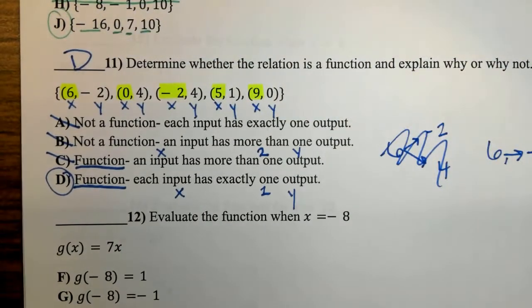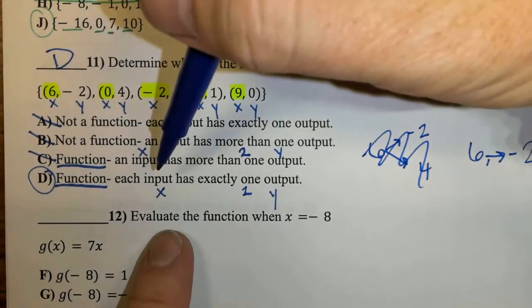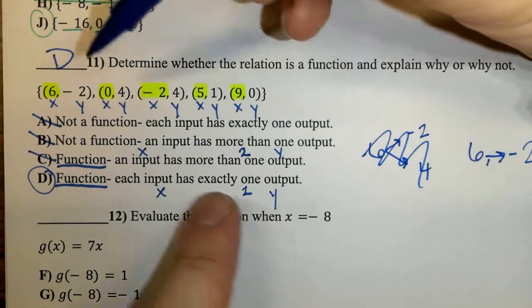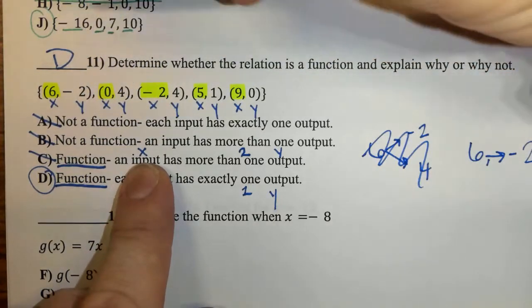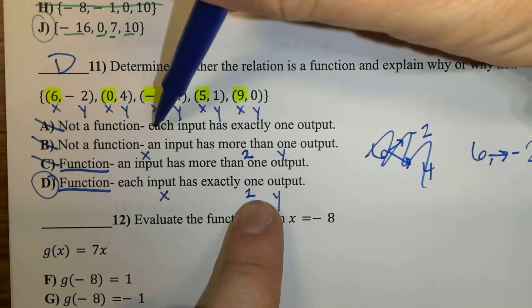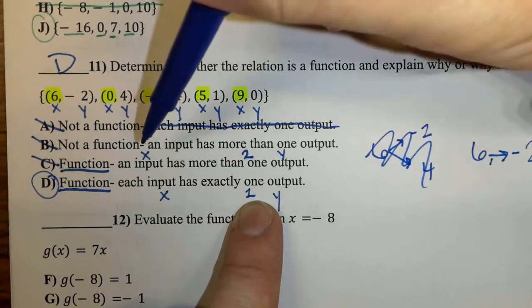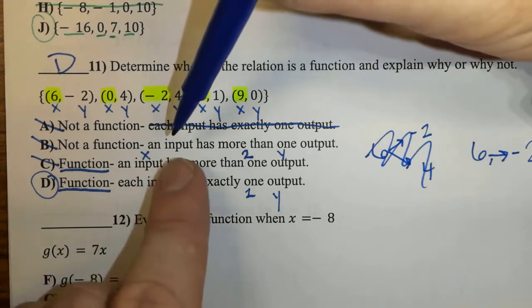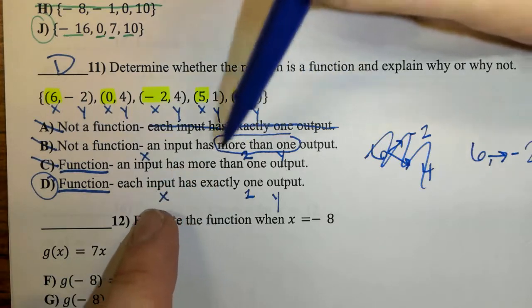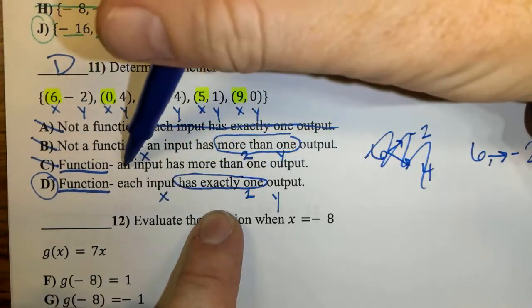So D is correct. Just to clarify though, each input has exactly one output is a function, which means if I look at the top two, let's say it were not a function, that explanation would not make sense. So each input has exactly one output would not be true. So it's not a function if something has more than one output. And it is a function if it has exactly one output.